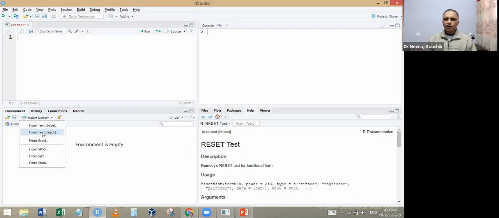R says I don't have any sort of input mechanism. You input your data from anywhere. It may be a text file, CSV file, Excel file, or SPSS data file. I can take it from websites also. You tell me where my data is.